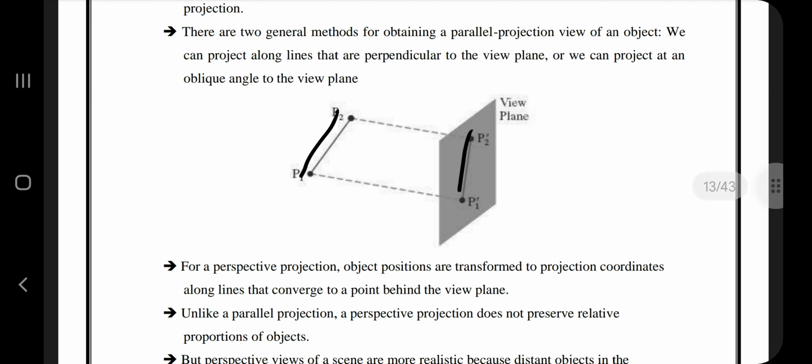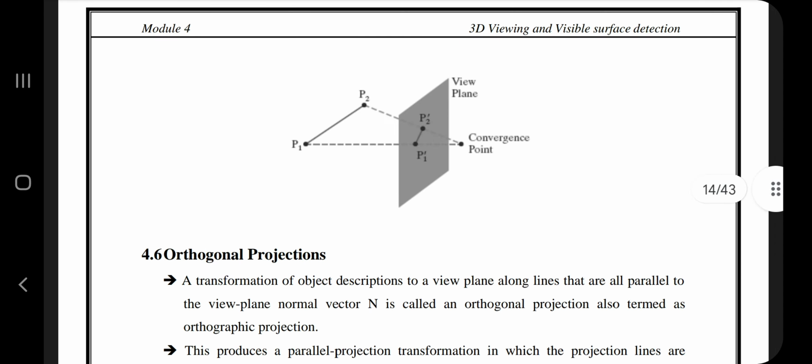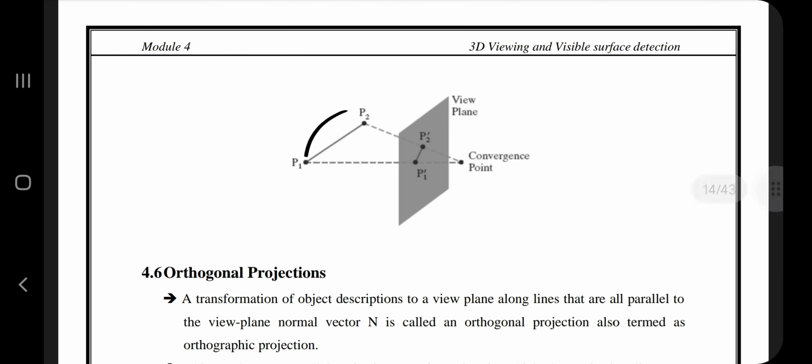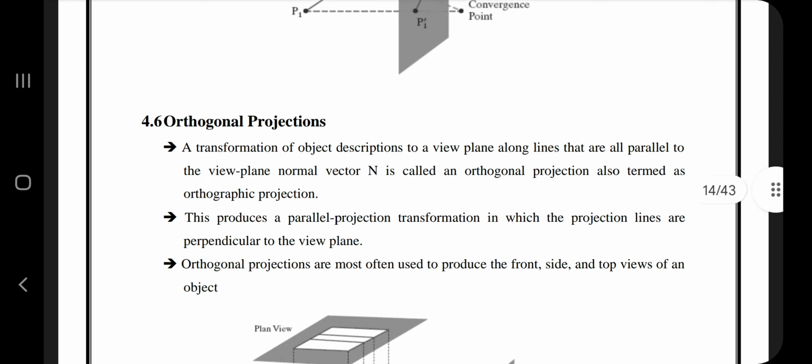The size is preserved here, just the oblique angle is getting changed. We can project it at any oblique angle to the view plane, or it can be projected along the lines that are perpendicular to the view plane. This is the oblique angle because the angle is getting changed but the size remains same. But in the perspective projection, the size does not remain same because it is getting converged, and it looks like in actuality how it looks like, that output is getting shown here, okay.